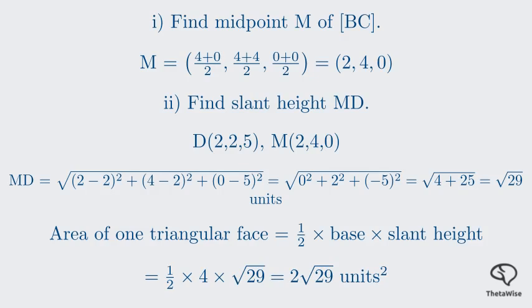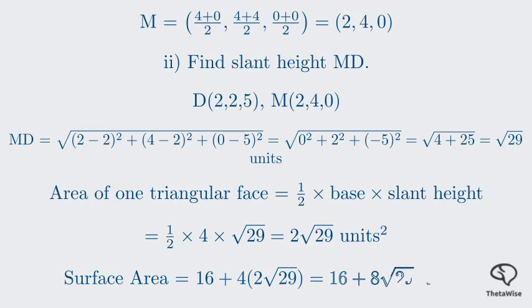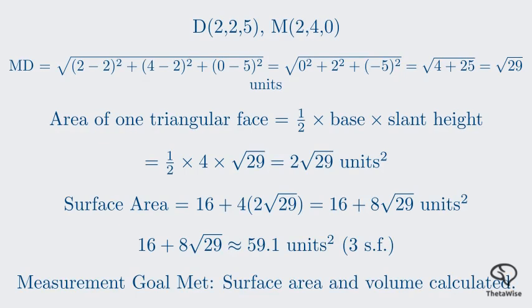Since the pyramid has 4 identical faces, the total surface area is the base area plus 4 times the face area. So the total surface area is 16 plus 4 times 2 root 29, which gives us an exact answer of 16 plus 8 root 29 square units. This value is approximately 59.1, rounded to 3 significant figures. By calculating both volume and surface area, we have now achieved our second learning objective for measurement.